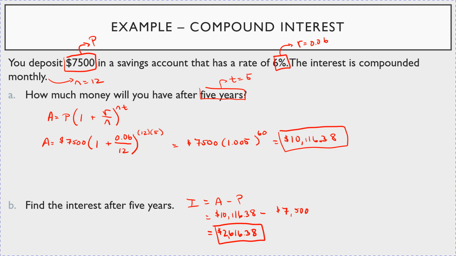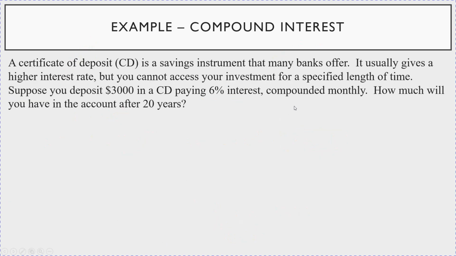All right, let's do another one here. So a certificate of deposit, a CD, is a savings instrument that many banks offer. For example, if you go to your bank, let's pick Chase or Bank of America, and you go in, you can purchase a CD. What it does is it usually gives a higher interest rate, but you cannot access your investment for a specified length of time. Like if I buy a CD for 3 years, I can't touch that money for 3 years.